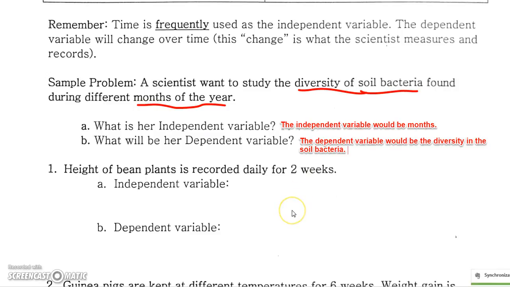So this is just kind of giving you an idea of some of the things that you need to look at. I would underline any unit of time that you might see. And then what is the variable being measured? So in this particular problem, it's the diversity of the soil bacteria. Let's glance at the next one, height of the bean plant. Give you guys a little hint here. Height of the bean plant seems to be a measurement recorded daily for, what's that? 2 weeks. Time measurement, height measurement. I think we might have a good idea of what our independent and dependent variables would be.